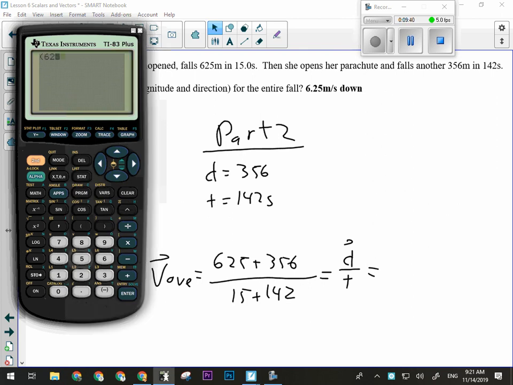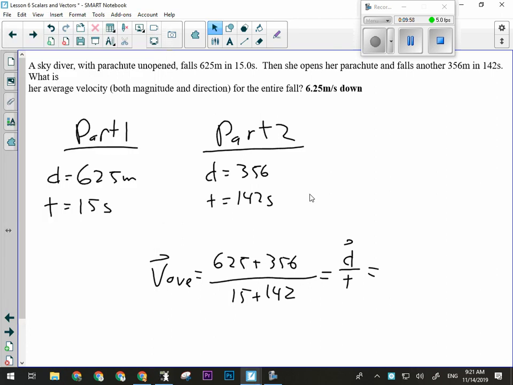So 625 plus 356 divided by 157, right? Gives us 6.25 meters per second, and the vector is down because you can't fall up. All right, any other ones giving us trouble? All right, then let's move on to graphing here in a minute.